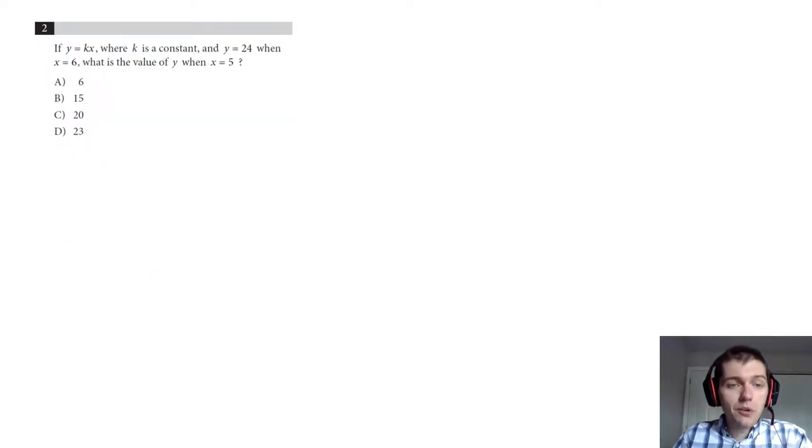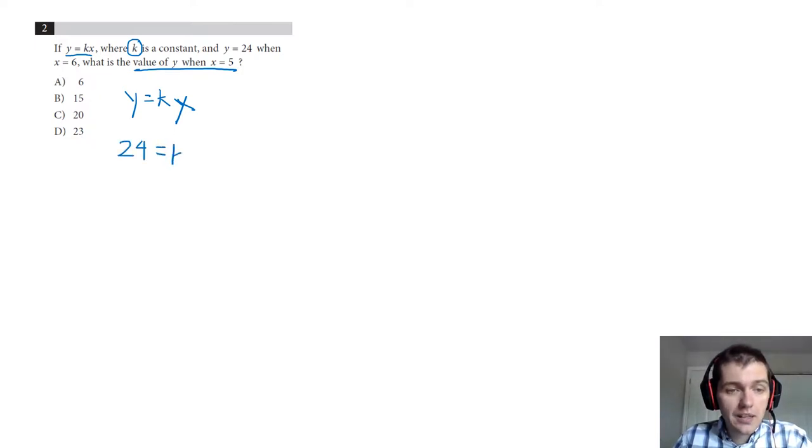Problem number two, what they're looking for is the value of y when x is equal to negative 5. In this equation, y is equal to kx. Additionally, they give you another point, y and x, such that you can figure out the constant k. So start by writing out y is equal to kx. Plug in your known values of x and y, which will give you k. So 24 is equal to k times 6. 24 divided by 6 is 4. That k is equal to 4.